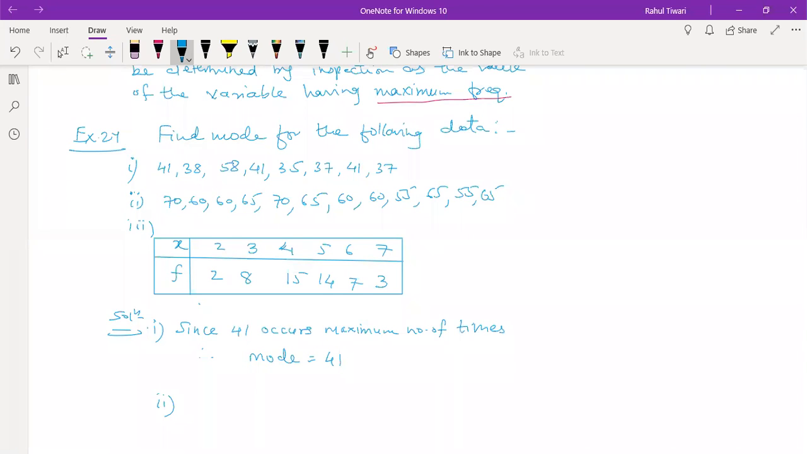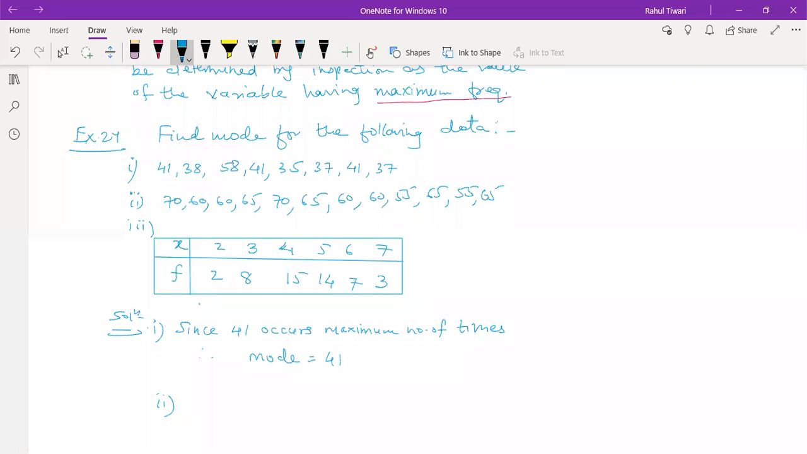Are you getting the point? Can you understand question number 1? I think it's very simple. We already know how to get the mode. Am I clear to everyone? Yes? Anyone having any questions related to the first question?